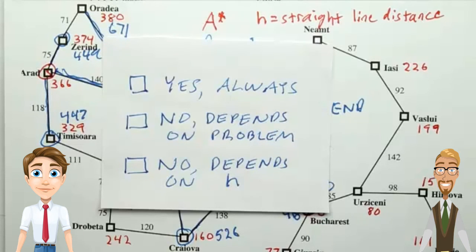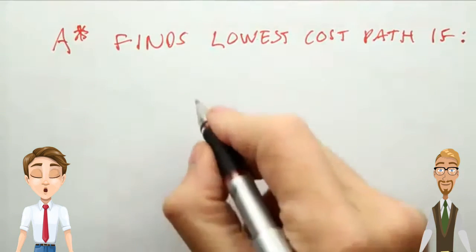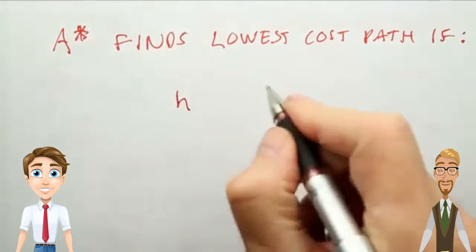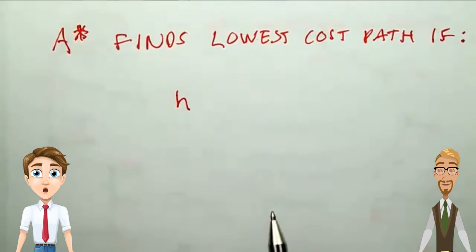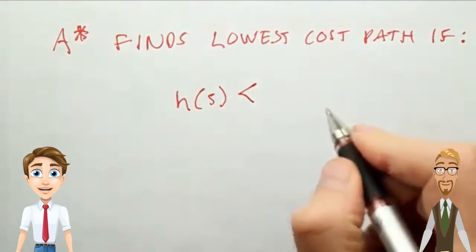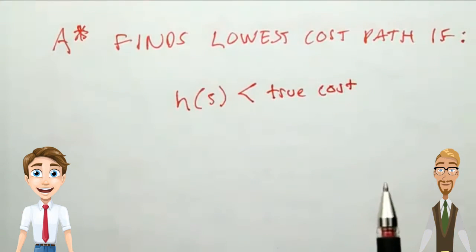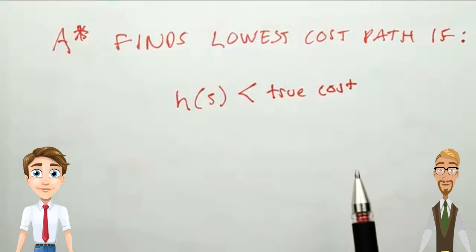There are three choices. The first, yes, always. The second, no, depends on problem. The third, no, depends on h. The answer is that it depends on the h function. A star will find the lowest cost path if the h function for a state is less than the true cost of the path to the goal through that state.